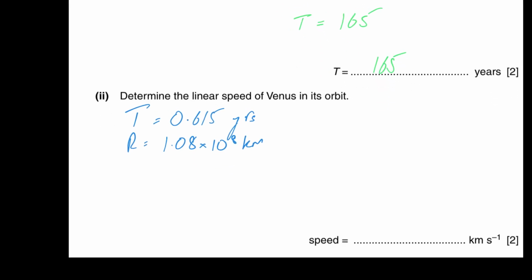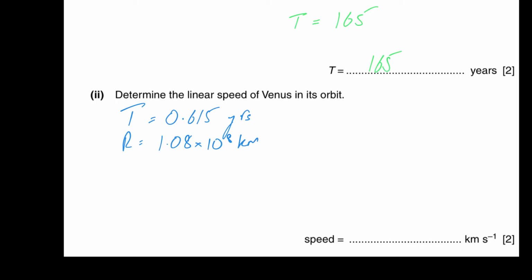Now let's have a look at the units given in the question. The final speed that they want is in kilometers per second. So I know one thing for sure. I can keep this value of radius in kilometers, but I'll have to convert this time period in seconds. Before that, let's figure out the formula that we'll use.